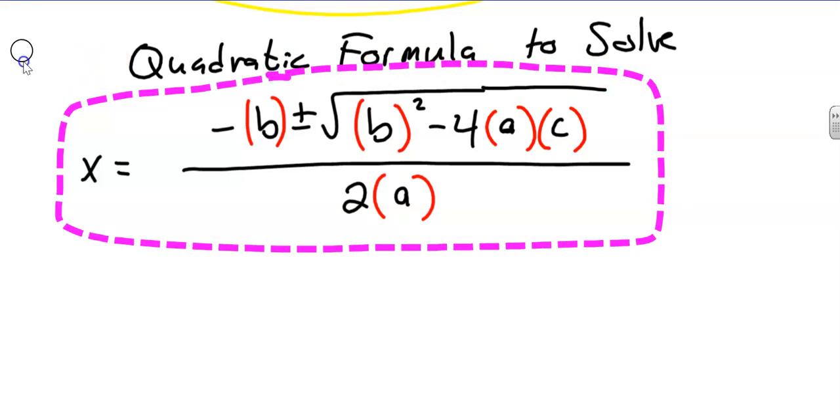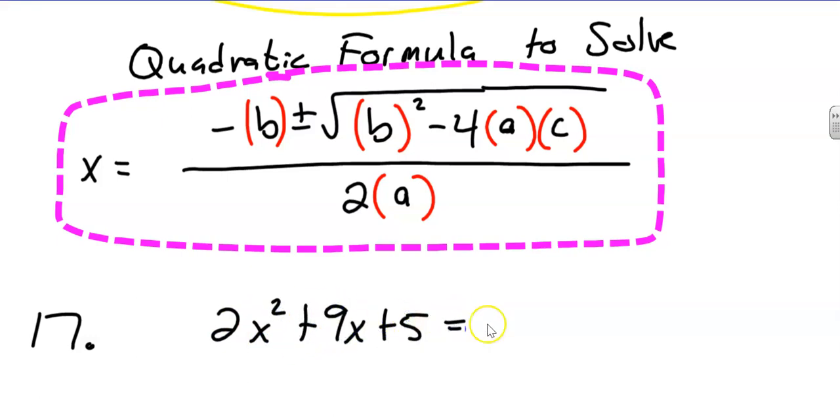Okay, let's take that out, because that's not 17 yet. Okay, here we go. Here's number 17. Oop, not there. All right, try it again. Okay, 17. Use the quadratic formula to solve 2x squared plus 9x plus 5 equals 0. Okay, so from that problem, your A is 2, your B is 9, and your C is 5.